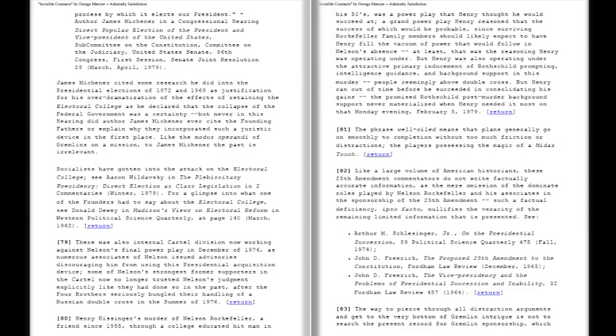Return. 81. The phrase well-oiled means that plans generally go on smoothly to completion without too much friction or distractions, the players possessing the magic of a Midas touch.